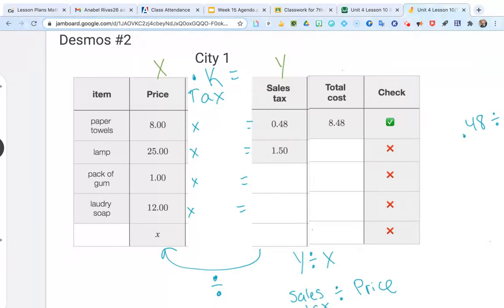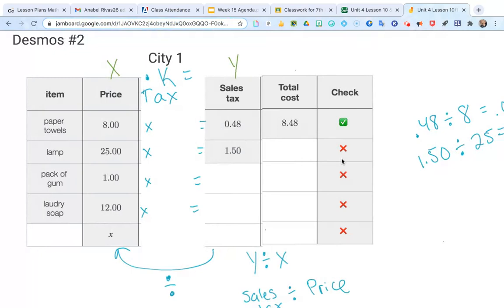And you should get 0.06. I could have also taken 1.5 and divided by 25. So remember, we divide left to right on these tables. So 0.48 divided by 8 gives me what I'm multiplying by. So you can check it in your calculator. So 0.48 divided by 8 is 0.06.